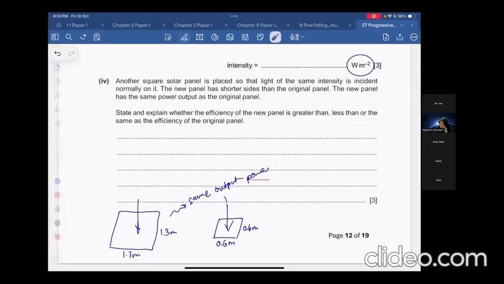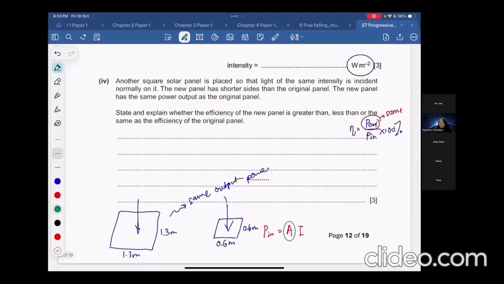Okay. Here, you have to think about same output and efficiency. Maybe I can talk about efficiency. Efficiency is output divided by input times 100%. Am I right? Correct. Then this output is constant. It's the same. Am I right? The input that we get equals A times I. The area at here, is the input bigger or smaller for the second case? It becomes smaller, am I right?